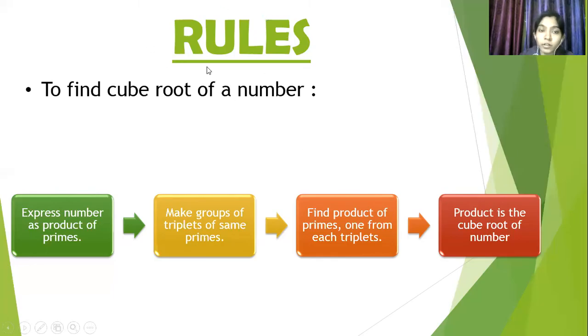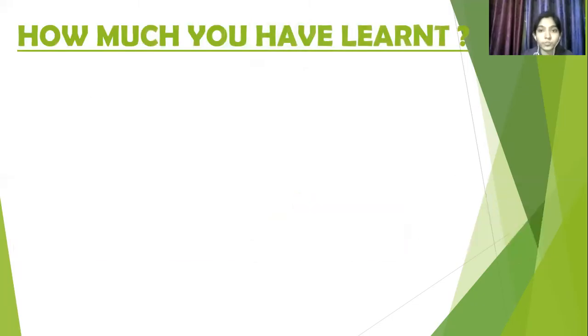Okay. So to find the cube root by the prime factorization method, the first step is to express the number as the product of primes. Then the second step is to make the triplets of the same prime. Then step 3 is to find the product of primes, one from each triplet. From each triplet we will take the number. Then the product is the cube root of the number. Is it clear? Yes, ma'am. Okay. Let's see what we have learned today.